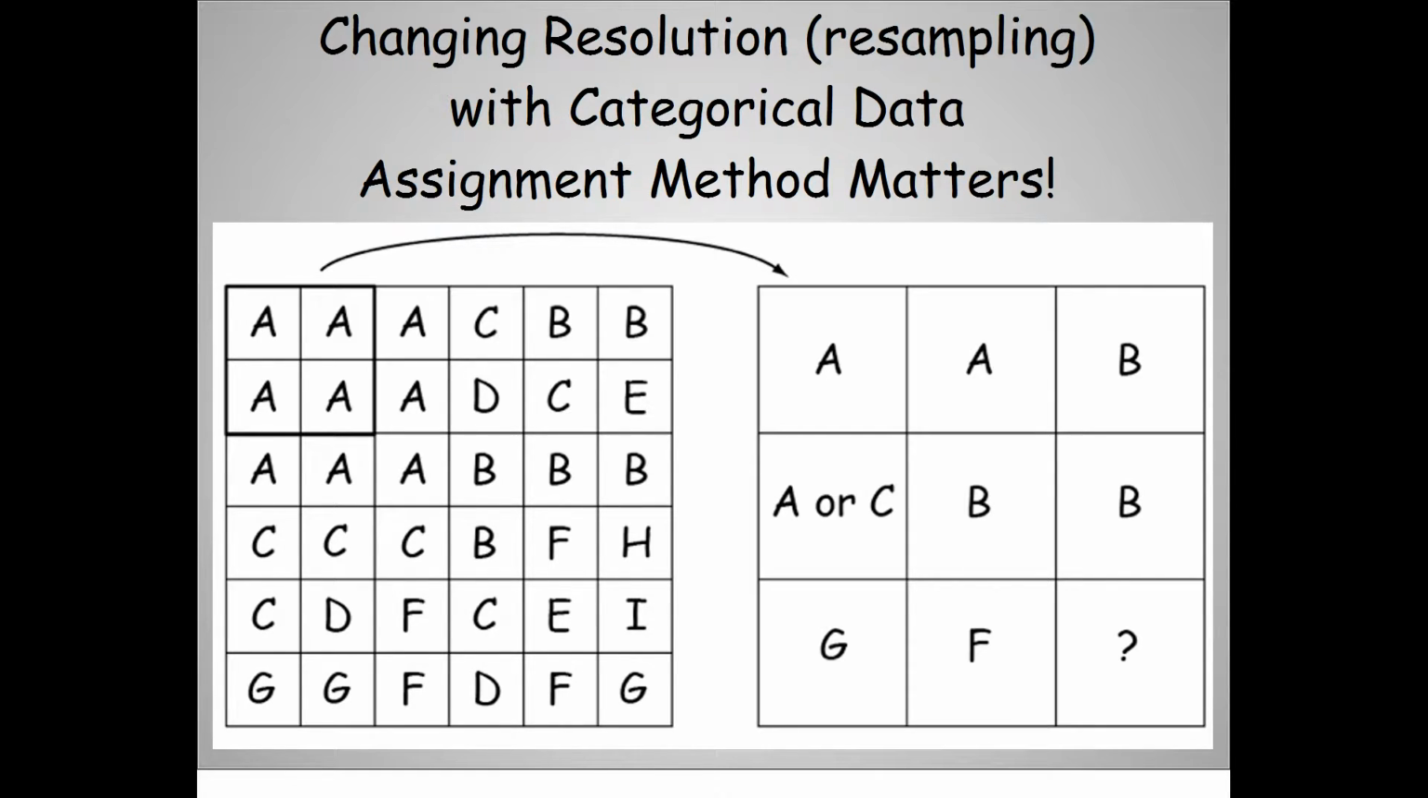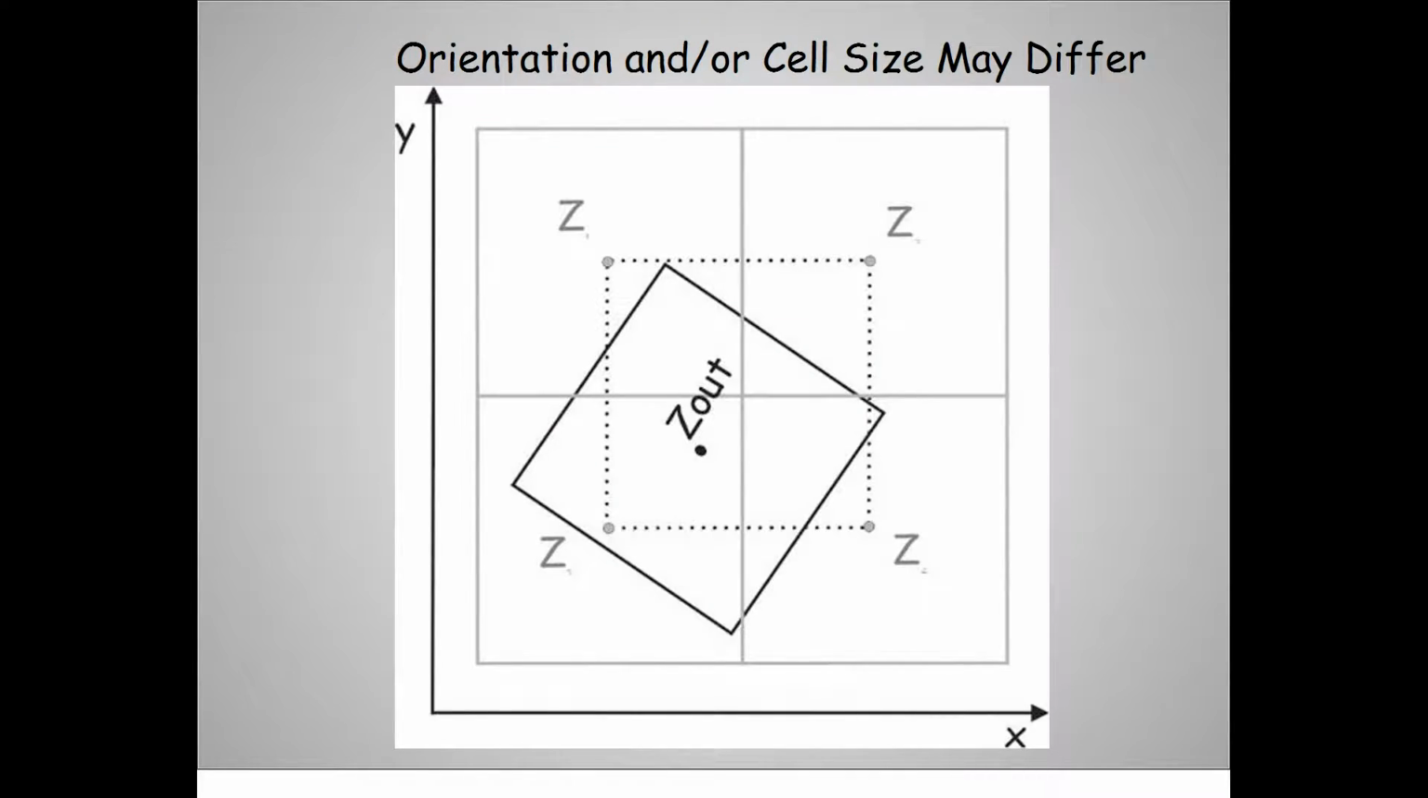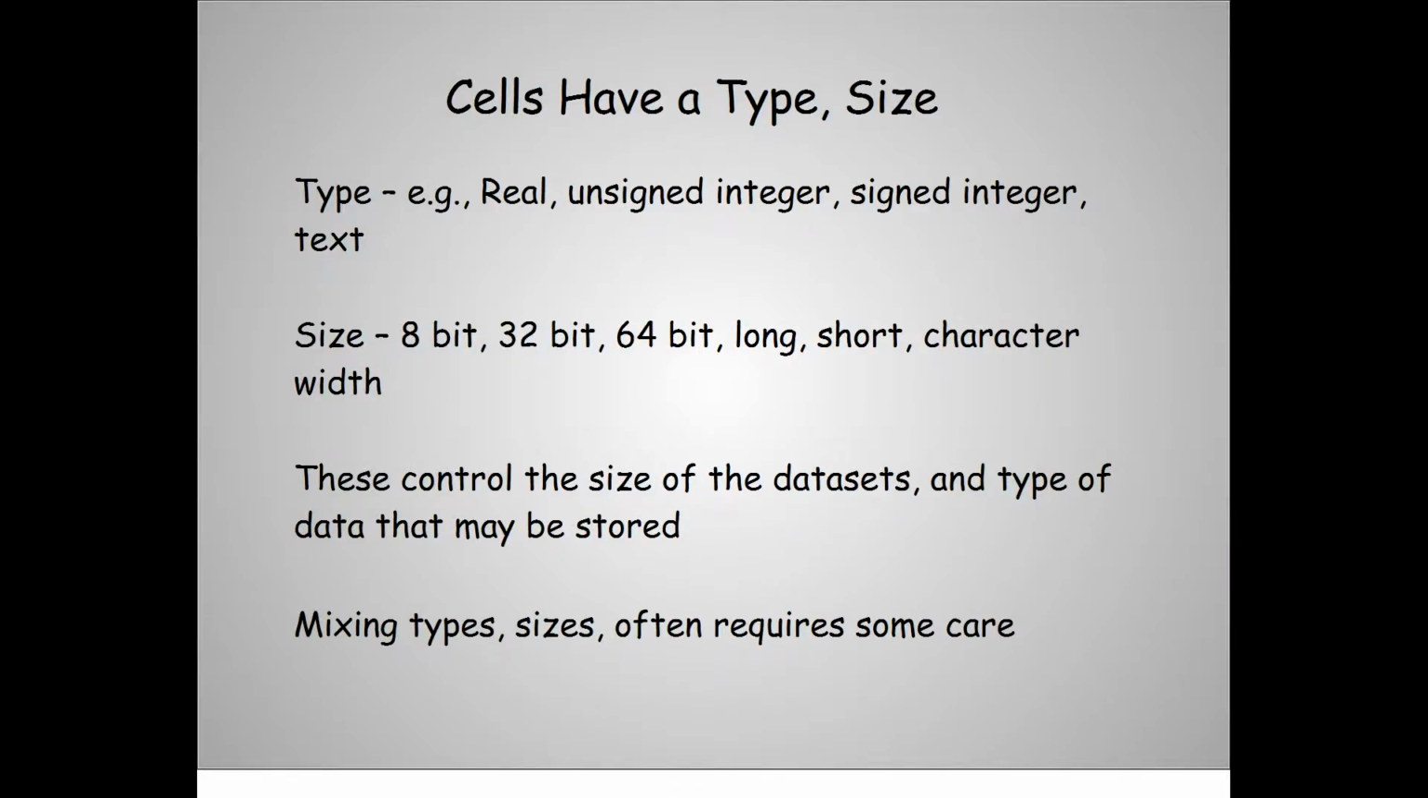With categorical data, it becomes even more complicated because you can't really average things. Just take the majority or the one closest to the center. There are 2 different ways to do that. Sometimes when you resample, it's because you had a totally different grid, a grid of a different size. Big grid, small grid, or the grid was even oriented in a different way. I'm going to leave this math out for now.